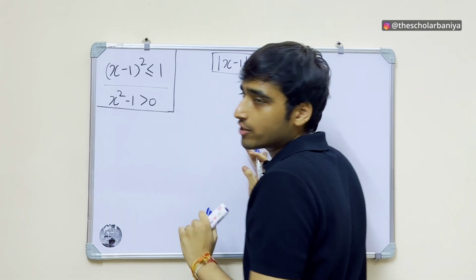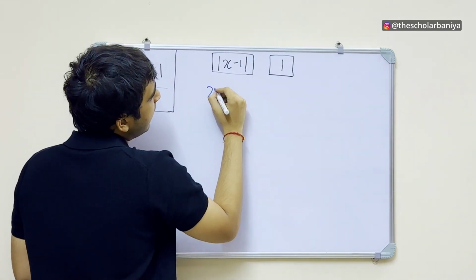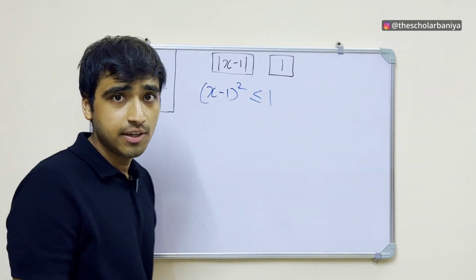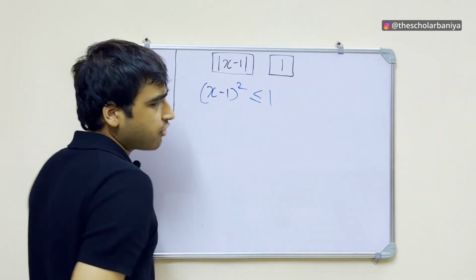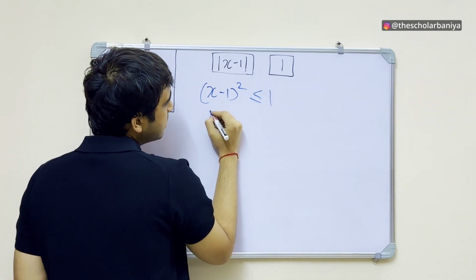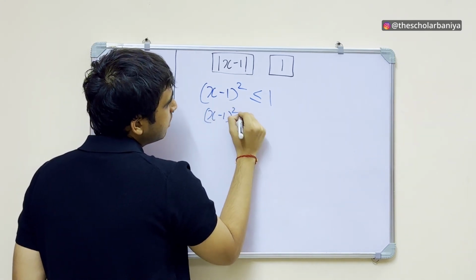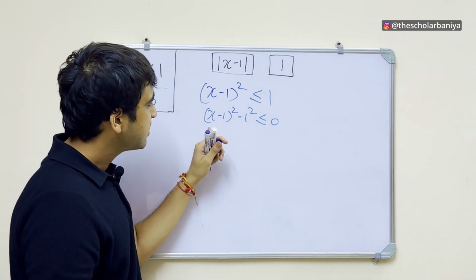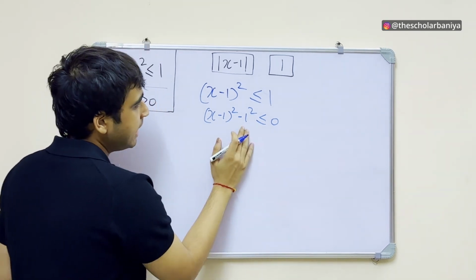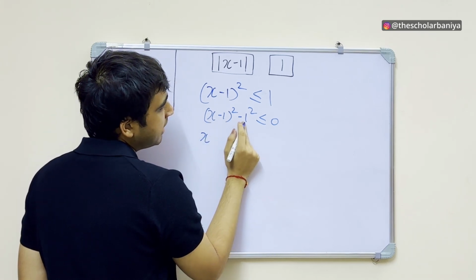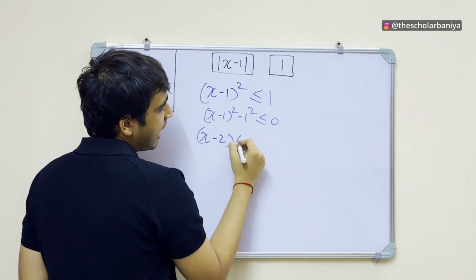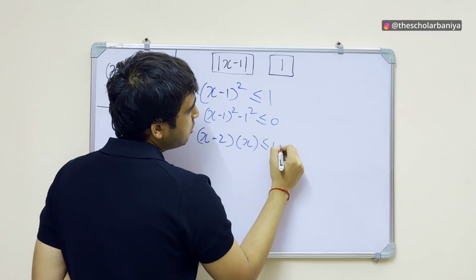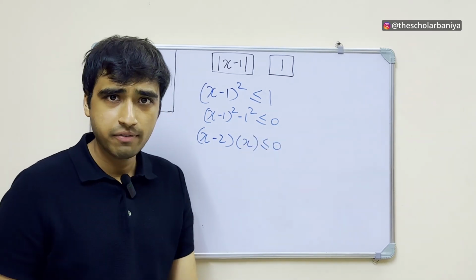So tell me one thing. First, let's solve this equation. (x minus 1) square is less than or equal to 1. This is given to us. So let's try to solve this. Let's bring 1 to this side. So (x minus 1) whole square minus 1 square is less than or equal to 0. What is this? A square minus b square. So this becomes (a minus b), which is x minus 1 minus 1, so x minus 2, and (a plus b), so x minus 1 plus 1, which becomes x, less than or equal to 0. I hope this should be fine, right?